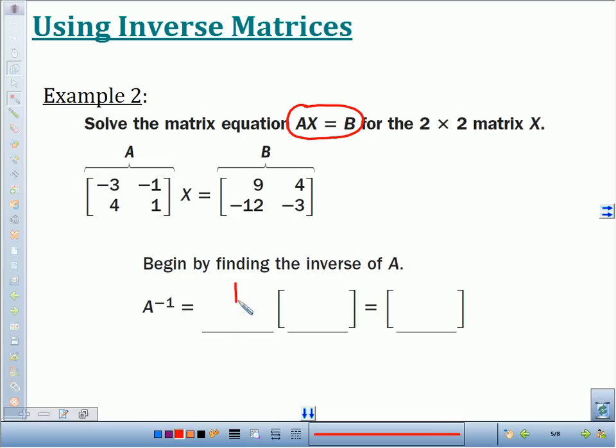Let's go ahead and do 1 over the determinant. Of course, we have our lines connecting the two. My determinant will be negative 3 times 1 is negative 3.